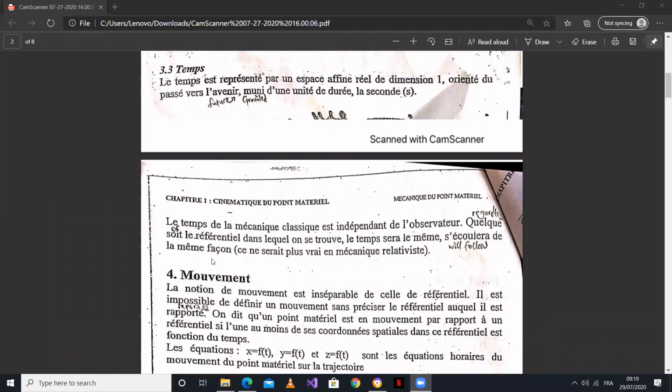Le temps de la mécanique classique est indépendant de l'observateur, soit le référentiel dans lequel on se trouve. Le temps sera le même. Okay, time is not going to change when you move from one référentiel to another. Maybe your référentiel is a laboratory, you're studying movements of things with respect to the laboratory you're in, or you are using the earth this time as your référentiel. Time is still going to be the same. Time is constant. It's independent of the observer or of the conditions that you are studying in, or that you find yourselves in. Are there any questions up to this point?